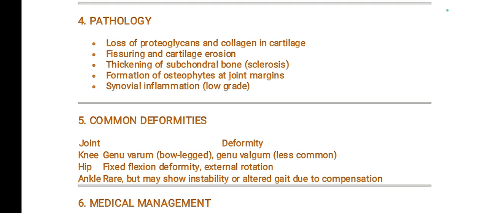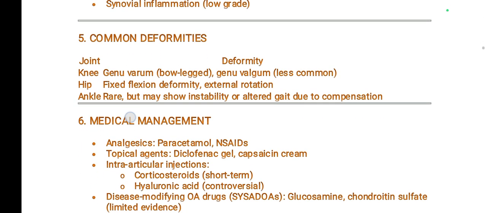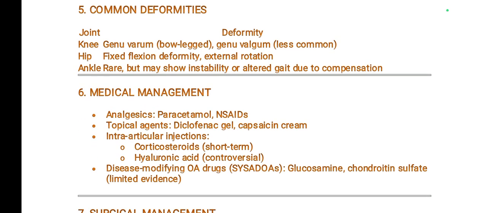The pathology. When we talk about the pathology, there will be loss of proteoglycans and collagen in cartilage. So these are the substances or the material, if you just overview the physiology of the joint, then you can see these structures of the proteoglycans and collagen will be lost in cartilage. Fissuring and cartilage erosion will be seen. Thickening of subchondral bone, that is sclerotic formation, also seen. Formation of osteophytes at the joint margins. Synovial inflammation, low grade.